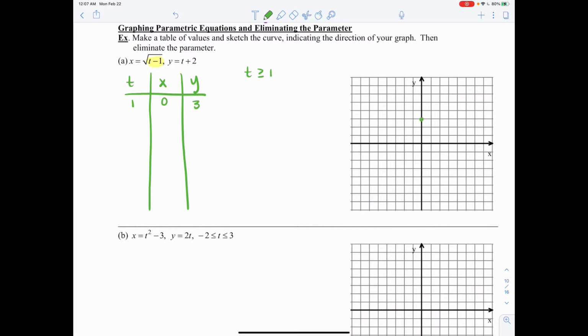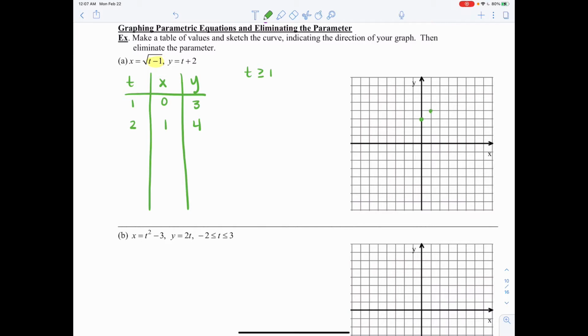Now on the Cartesian plane, I can't see t as a factor. So typically what we do is we use arrows to indicate motion and time, or the parameter t. Let's plug in t equals 2. 2 minus 1 is 1, square root of 1 is 1. 2 plus 2 is 4, so my next point is going to be (1, 4).